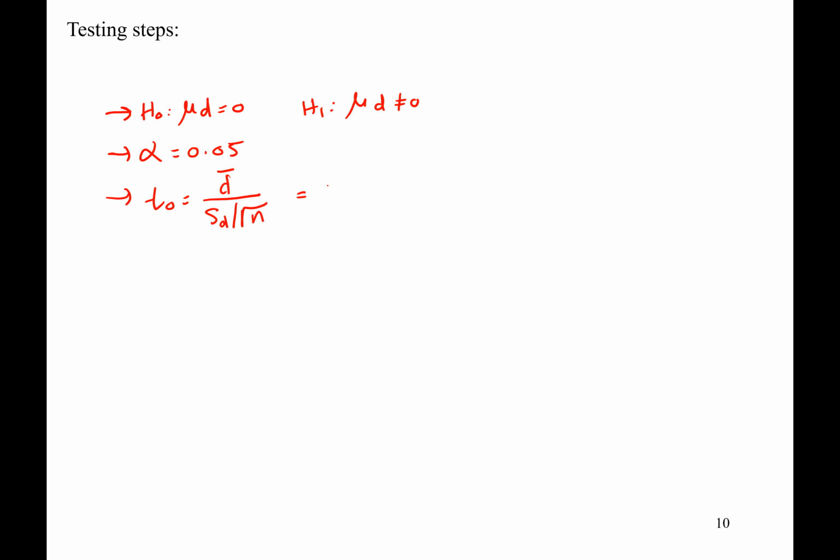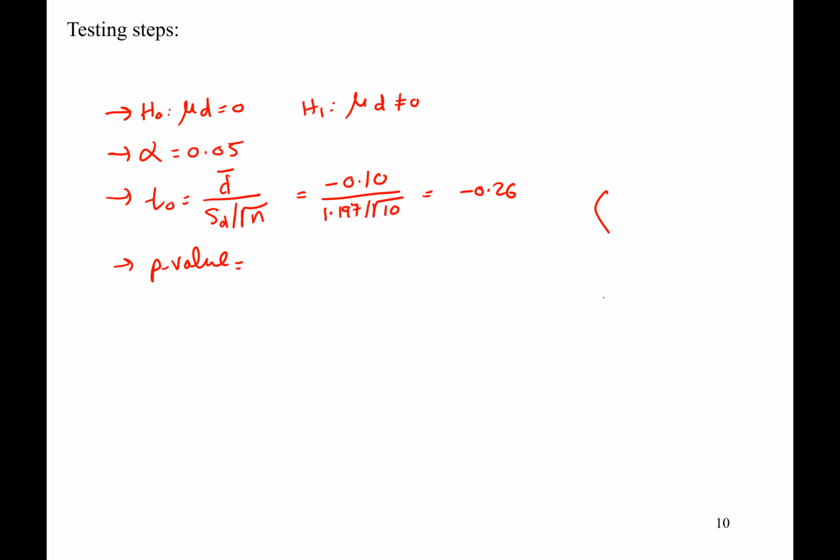We already calculated d bar is negative 0.10, divided by S d, which is 1.197, divided by square root of 10. This value is negative 0.26. And then I will calculate the p-value using the applet.